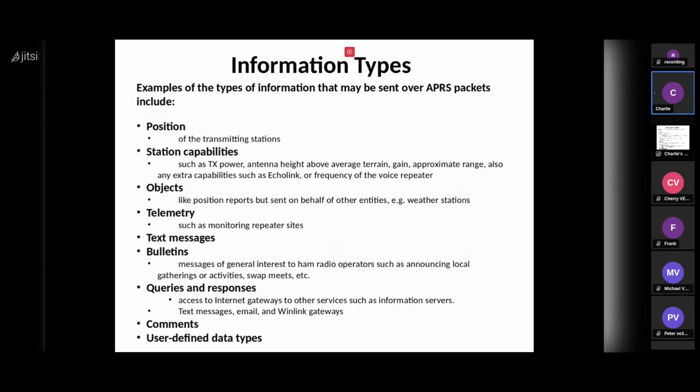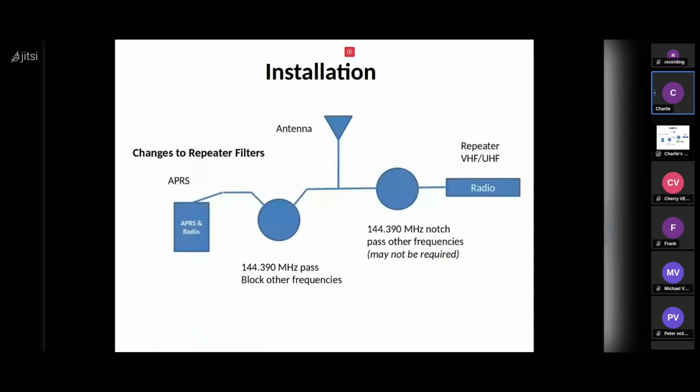That's kind of it for the APRS information. I did have just one extra chart in here on the installation at most repeater sites. The VHF or UHF radio will typically have a tuned cavity in series between the radio and the antenna, which has a 144.39 notch filter. The idea is to not put APRS packets into the radio receiver that's sharing the antenna.